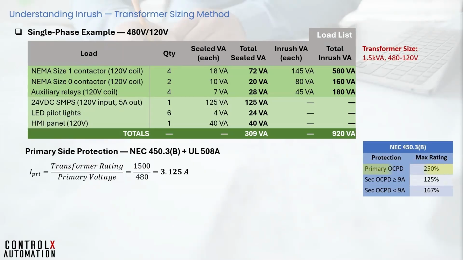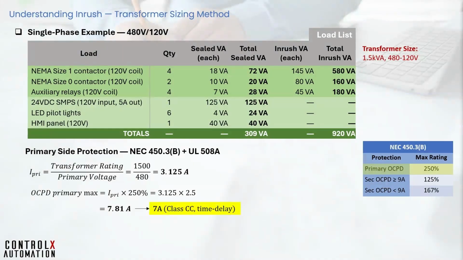Since I will be providing both primary and secondary circuit protection to comply with UL 508A, I will refer to the table in NEC 450.3(B). The primary side fuse protection needs to be sized at 250% of rated current. This gives us a fuse rating of 7.81 amps. I'll go with the next standard fuse size and pick a 7 amp Class CC time delay fuse. Using a time delay fuse type handles transformer magnetizing inrush without nuisance tripping.